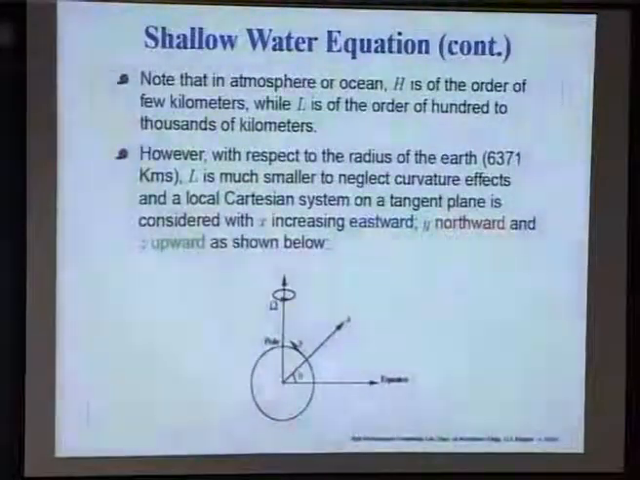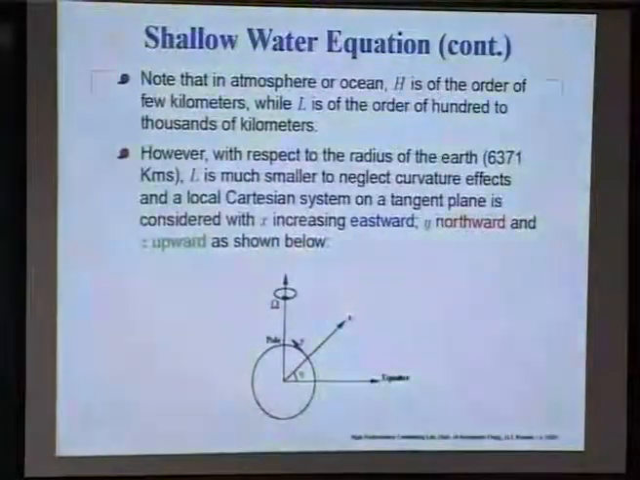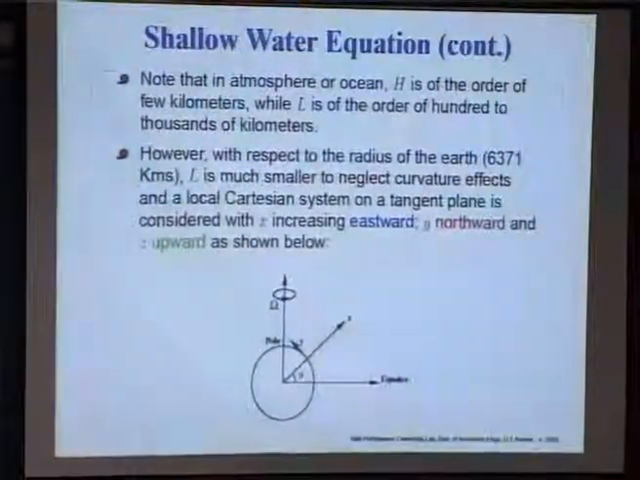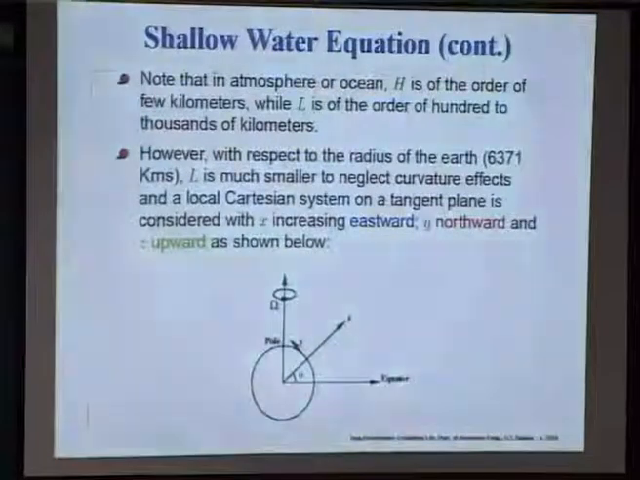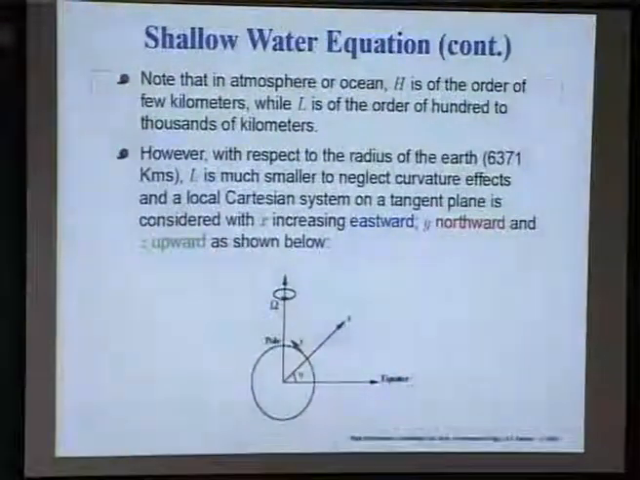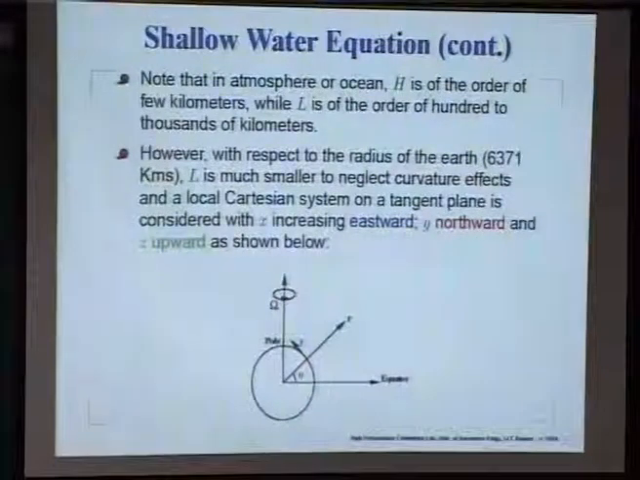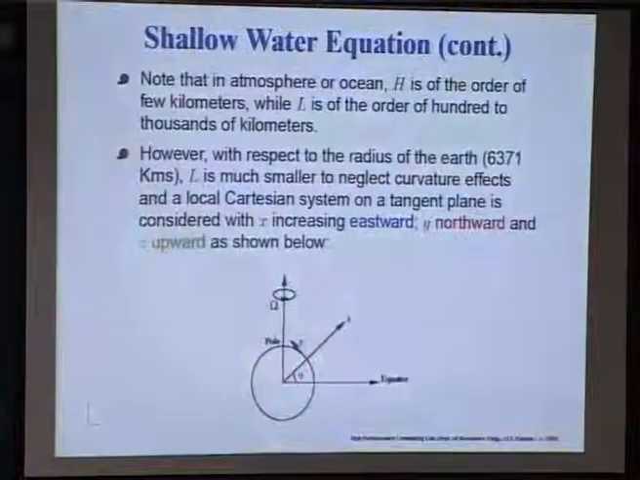We are talking about predicting the dynamics over say hundreds of kilometers to even 1,000. Compared to that, 6,400 is quite significant. So, if we are allowed to make that assumption where we can neglect curvature effects, then we can associate a Cartesian coordinate at any point.